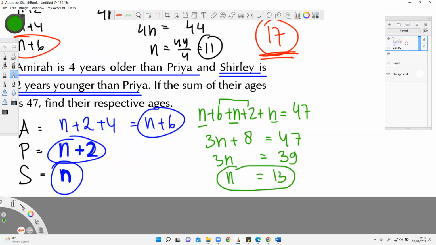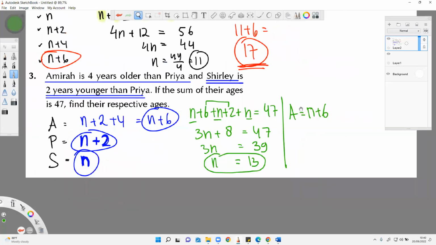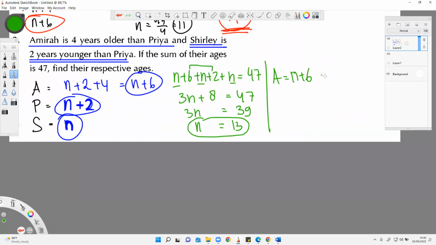Find their respective ages. Respective means you have to find all their ages. So Amira, how old is Amira? N plus 6, 19, right? Just substitute. Priya is 15 and Shirley is 13, right? So that's for your answers.